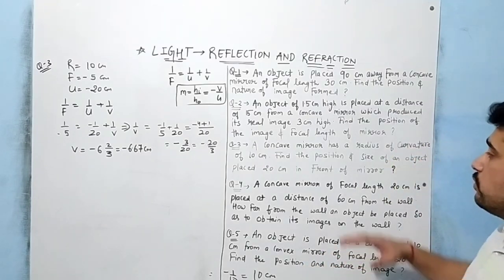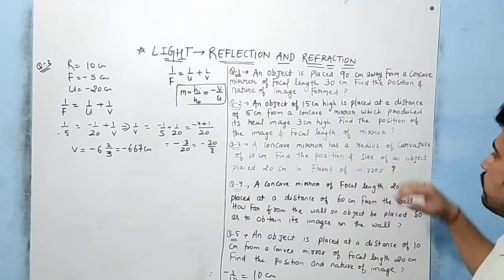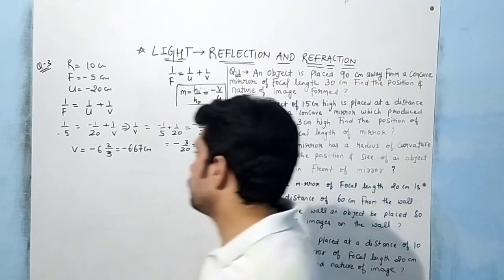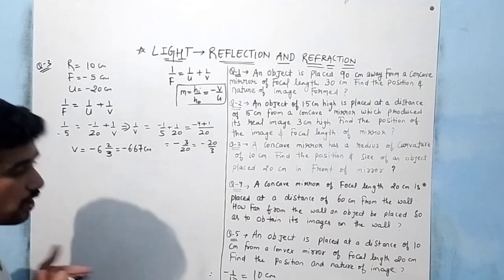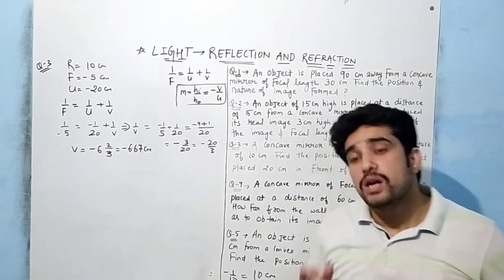What you have calculated is the position, and you have to find the size of the object. So how can you find the size of the object? It's your homework to do this question, and do let me know in the comment box.